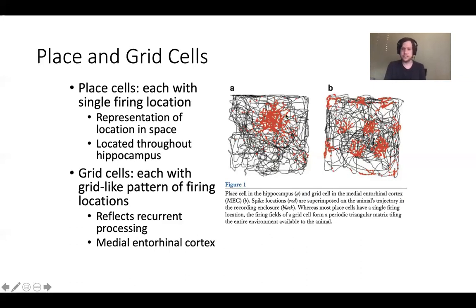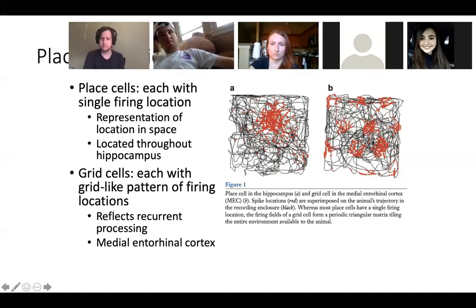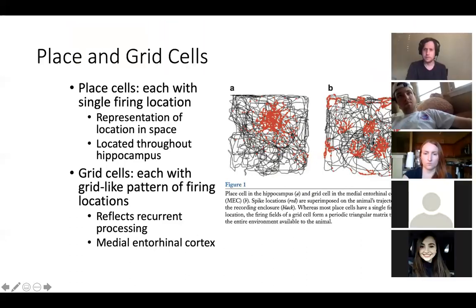So this is actually some pretty advanced cognitive neuroscience, but it's important for understanding some of the purely cognitive things which are going on in the hippocampus. So is there any questions or comments about grid cells? People still alive out there?